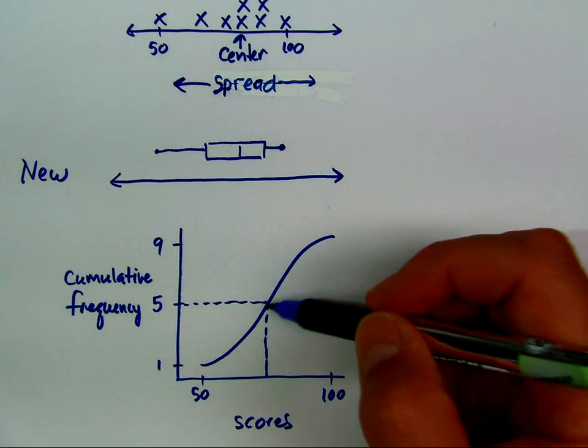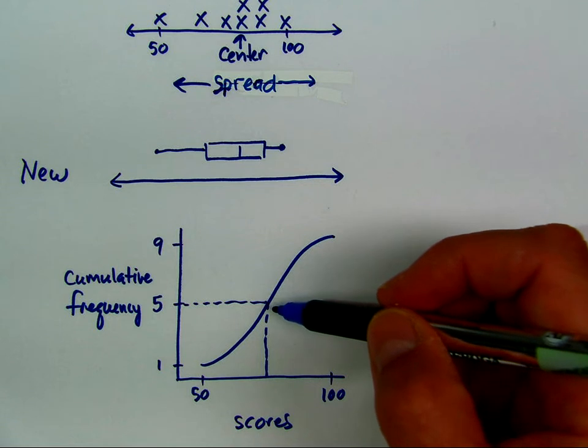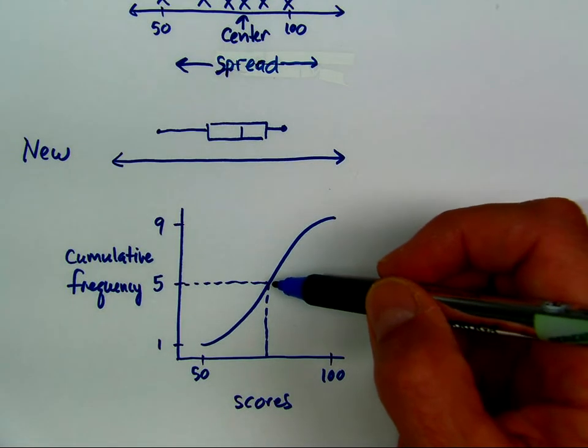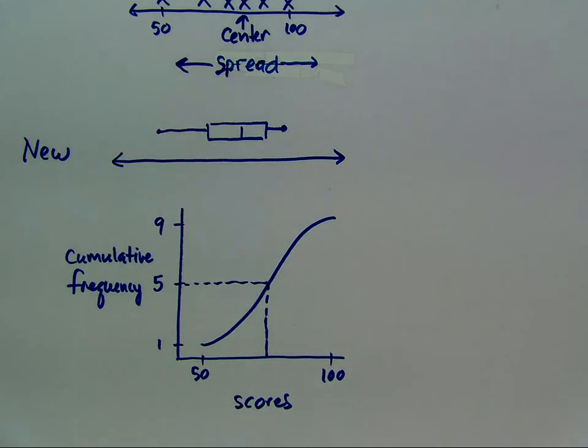And this is required when we don't have all the data, and it's required when we have grouped data, and we don't know the value of every piece of data. So we'll see how we use that later.